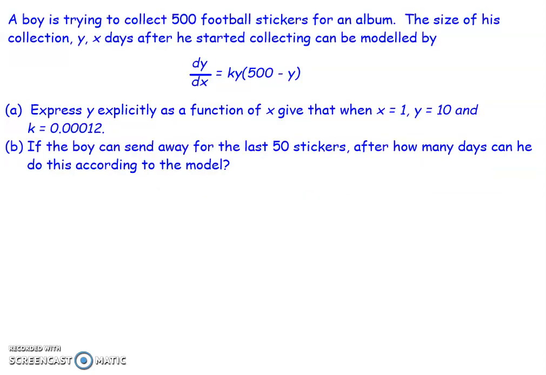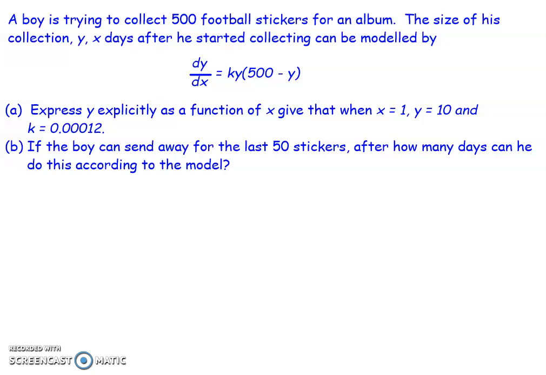So the question is quite simply, a boy is trying to collect 500 football stickers for an album. The size of his collection, y, which is x days after he started collecting, can be modelled by this differential equation here. I want you to express y explicitly as a function of x, given that when x is 1, y is 10, and k is equal to 0.00012. If the boy can then send away for the last 50 stickers, after how many days can he do this according to the model? So pause the video and have a crack at this one.